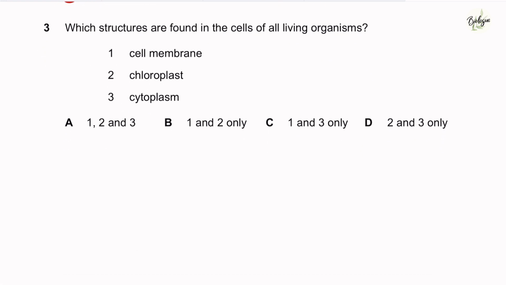Which structures can be found in the living cells? So in the cells of all living organisms, cell membrane, chloroplast, no, that's only in plant cells. Cytoplasm, yes, so cell membrane and cytoplasm, 1 and 3, which is C.